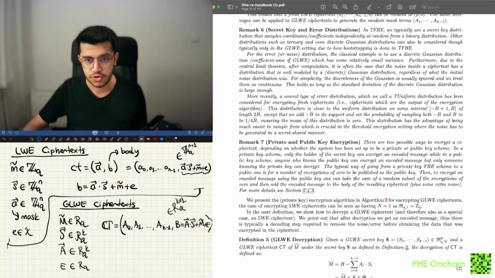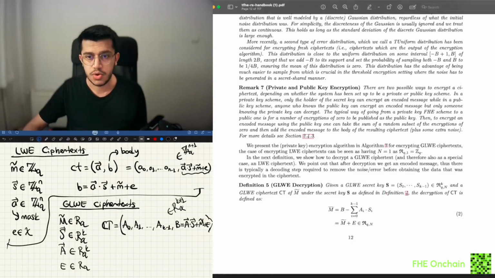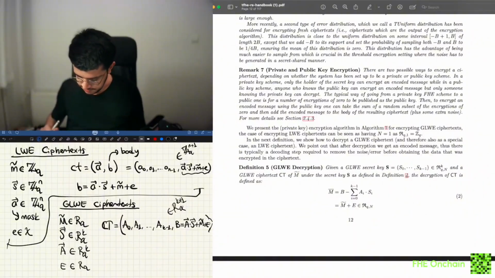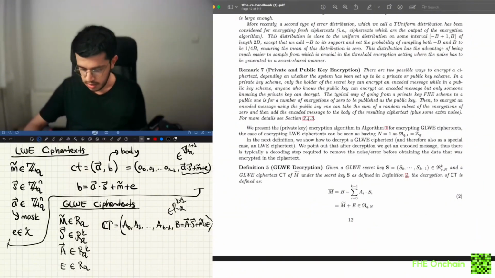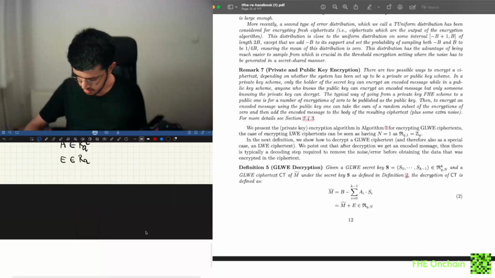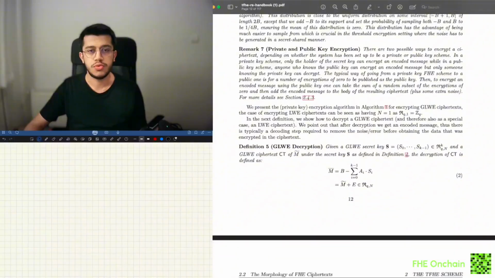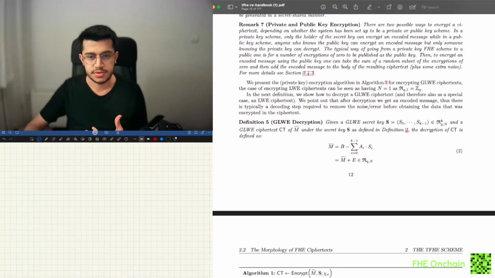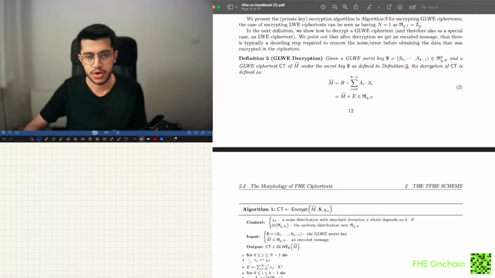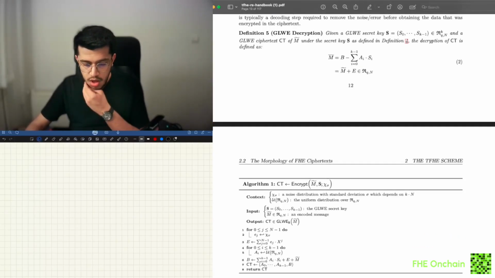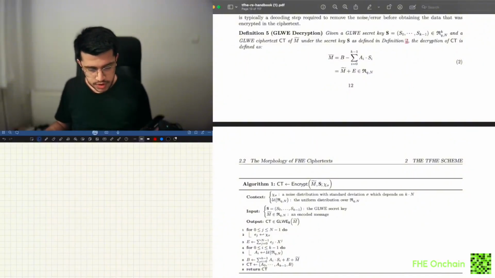Here, 2.4.3. Let's see the decryptions. Okay, new page. So we learned how to encrypt the encoded messages to ciphertexts, but obviously we need to know how to decrypt them as well. All right, so let's go for the GLWE decryption.